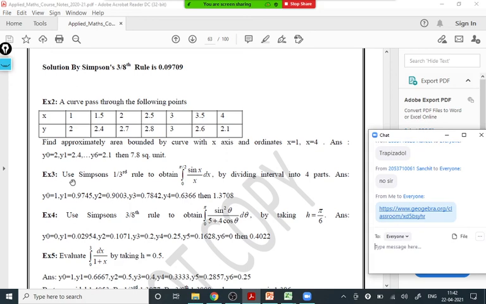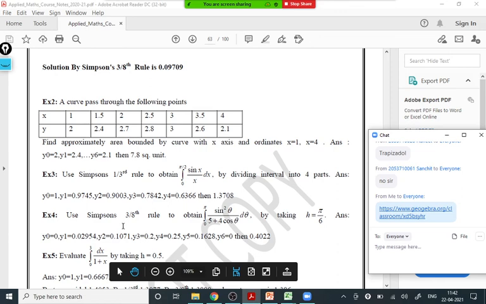Question number 3. Can you see example 3? Use Simpson. Remember, these examples we are going to do in the next class. So don't think I'm skipping all this part. We'll do those questions in the next session only.